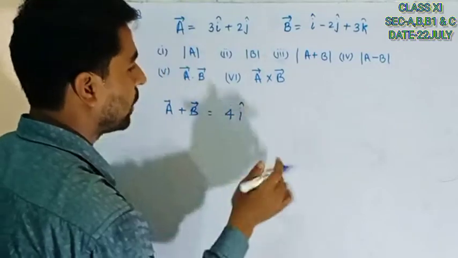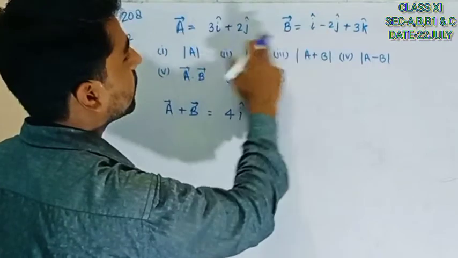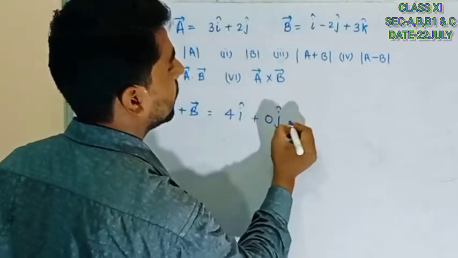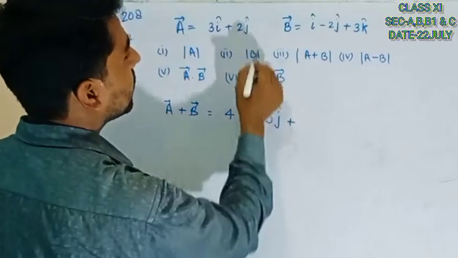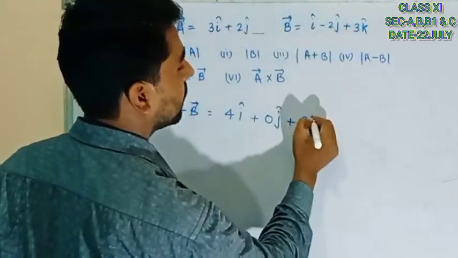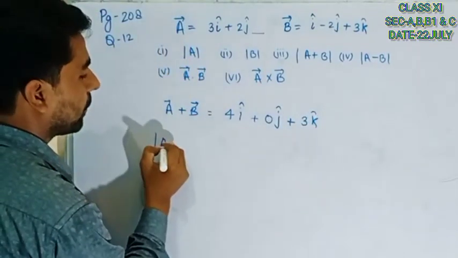i plus i, 4i. Then 2j minus 2j, see here, will be 0j cap. Plus, there is no k here, and 3k, nothing plus 3 will give 3k cap. This is A plus B. Now, magnitude of A plus B, what?